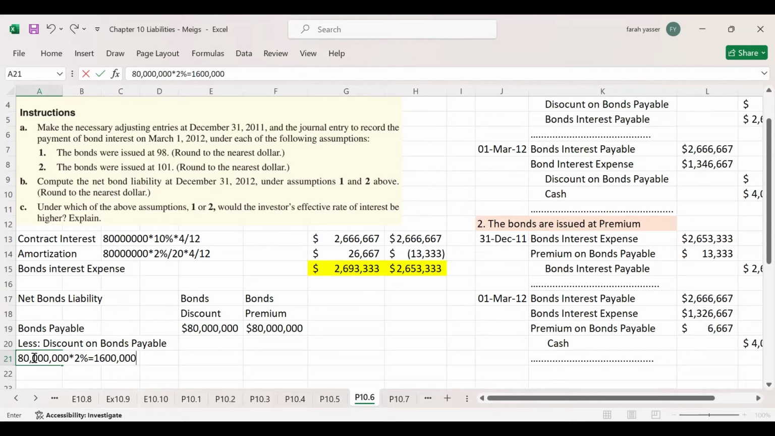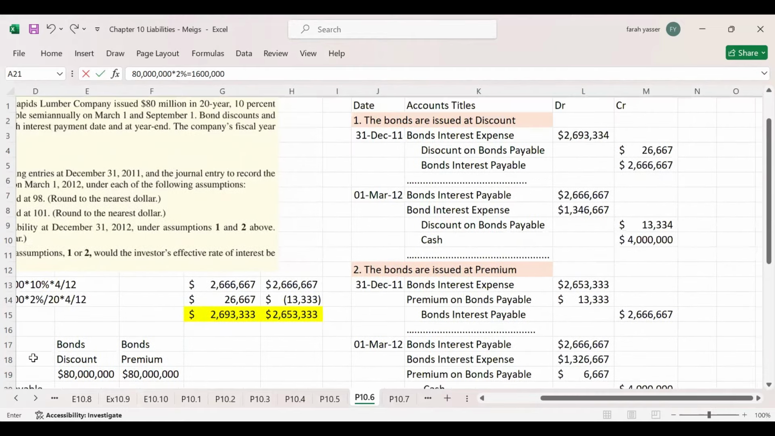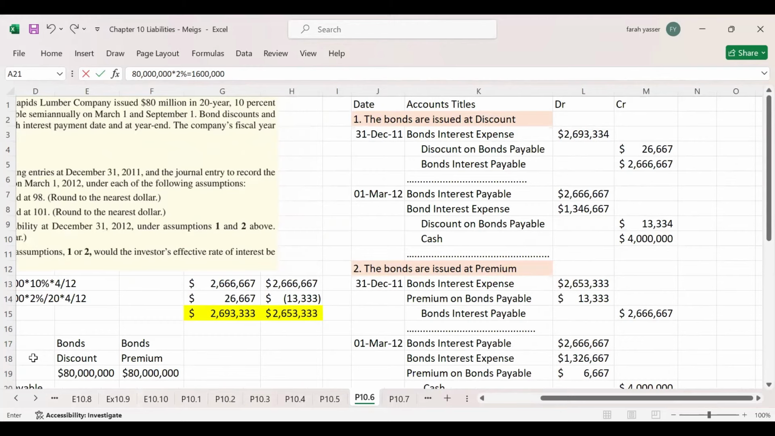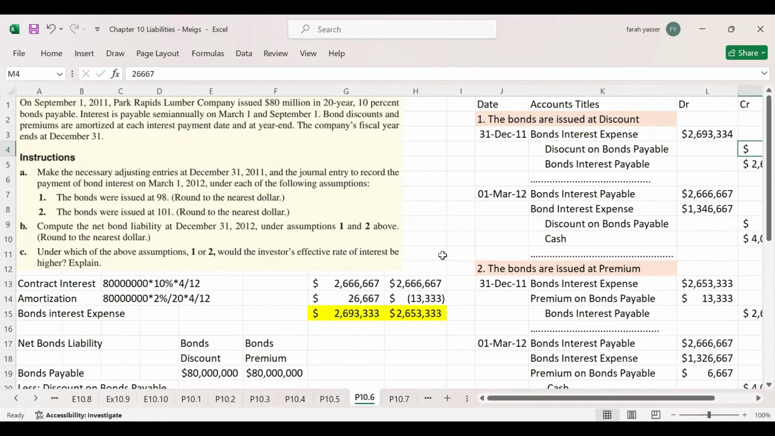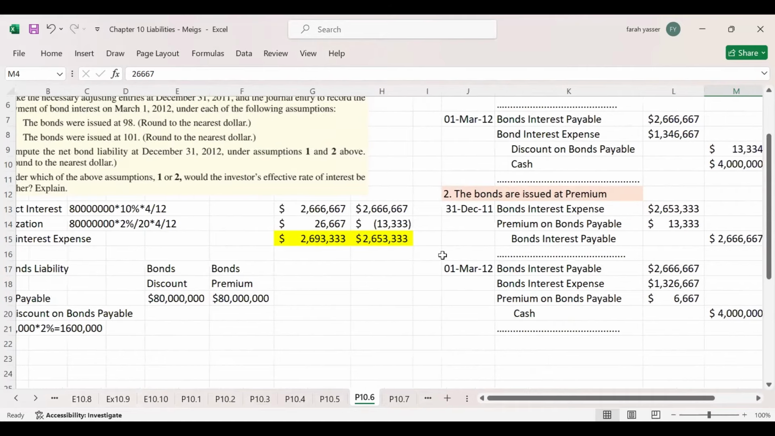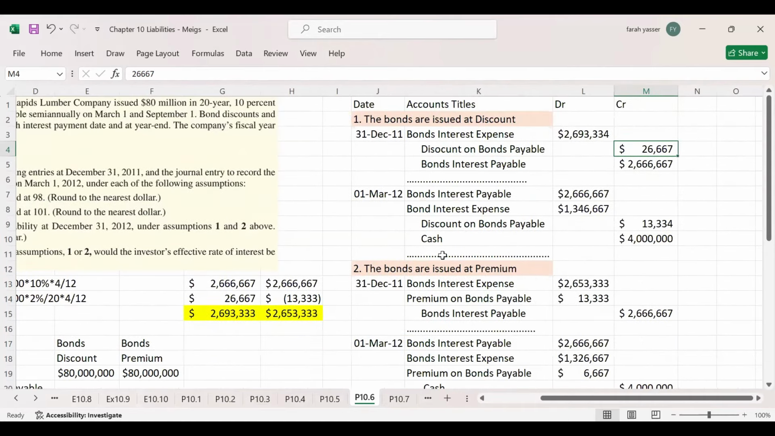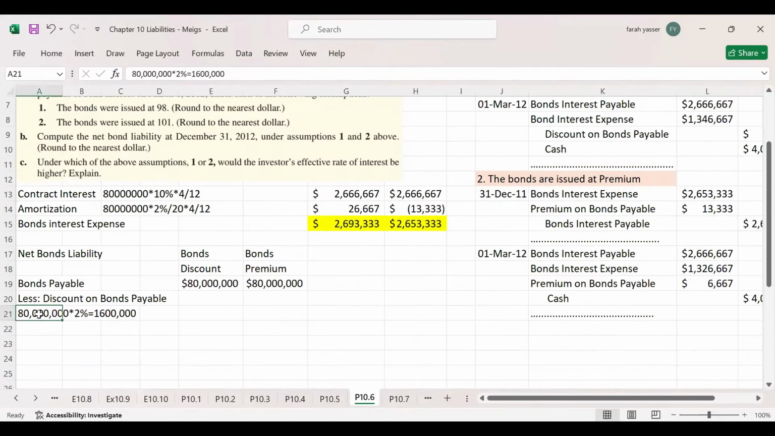We have already adjusted two different amounts. This amount belongs to 2011. This is the 2011 amount, 4 months. Why 4 months? Because the bonds were issued on September 1st. So September, October, November, December. So the 4 month amount was 26,667. So we will deduct this amount from here. This amount represents 4 months in the year 2011.